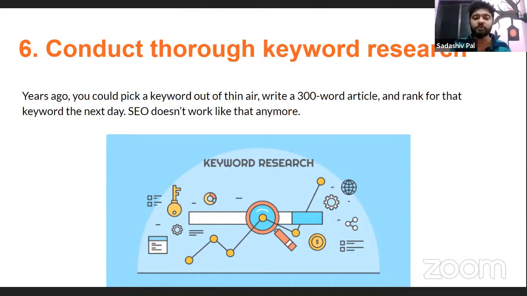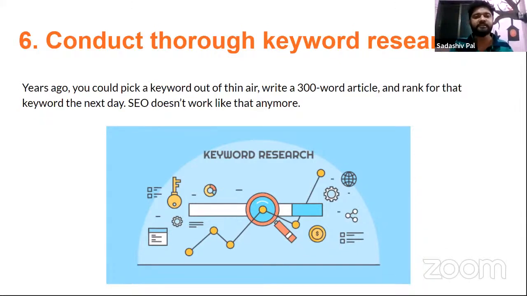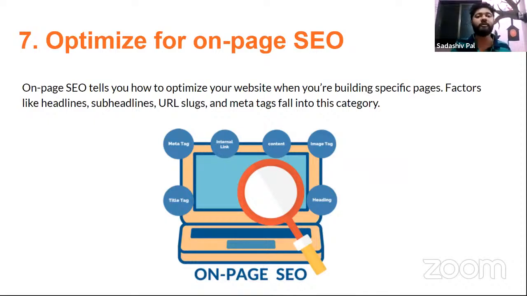So we have to do this over and over again and create more pages for the site. We have to write long, in-depth articles that provide as much information on that particular topic as possible. After this keyword research is done, the next step is to optimize for on-page SEO. On-page SEO tells you how to optimize your website when you're building specific pages. Factors such as headlines, subheadlines, URL slugs, and meta tags fall into this category.